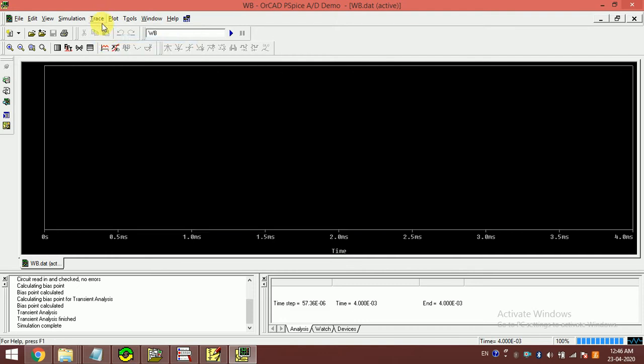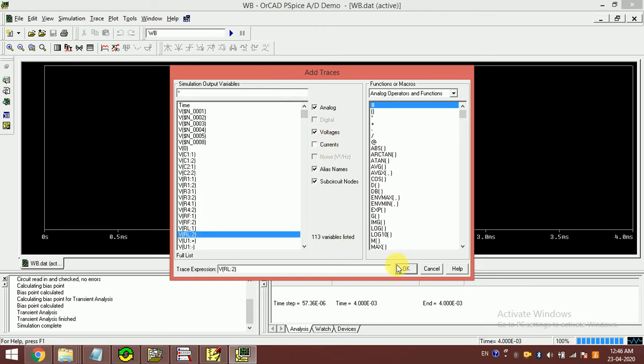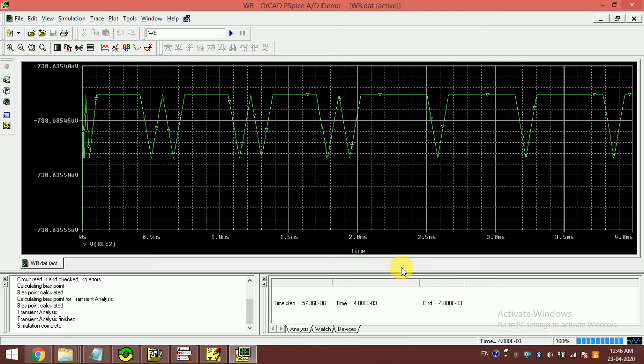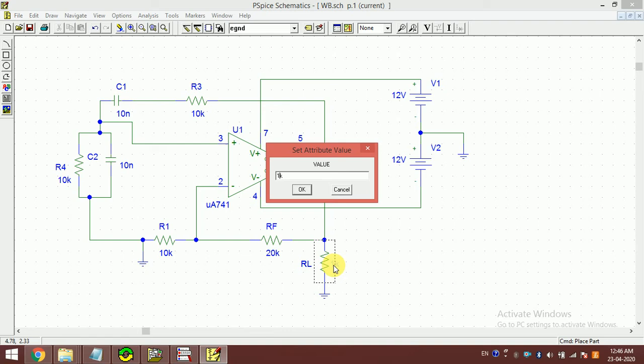So delete all traces, add trace. I want to see the voltage across RL, V(RL_is_2), and I click this. Okay, we are getting something, but again this is not so cool, right? So what is the problem here? We can see that this RL is very small, so a large amount of current is maybe directly going to ground. So let me slightly increase this. Let me make it 10K.